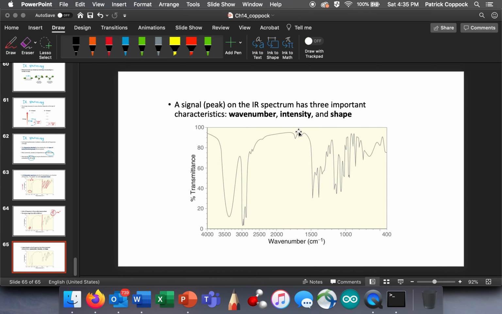Okay, and then finally, a signal on the IR spectrum has three important characteristics. We're not going to get very deep into this, but it is wave number, which is the big one for us, and intensity and shape. We're going to get our eyes used to that. I said in a previous conversation that OH is going to give us big, deep, and wide, and so deep and wide is what those things stand for. But really, it's the wave number that we're going to derive the most value from in our analyses of infrared spectra.